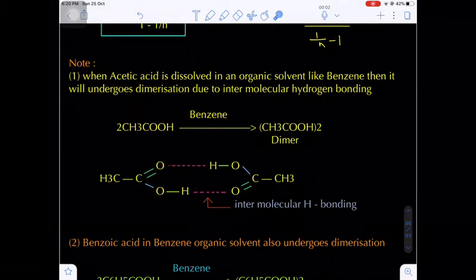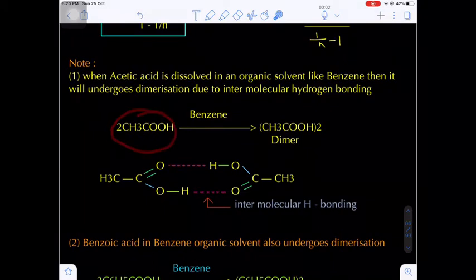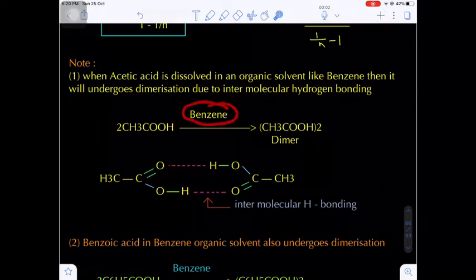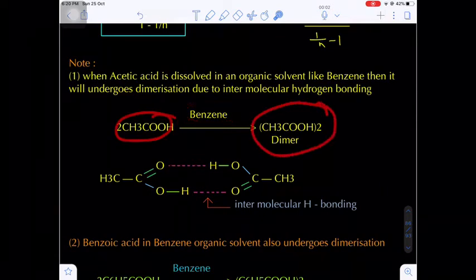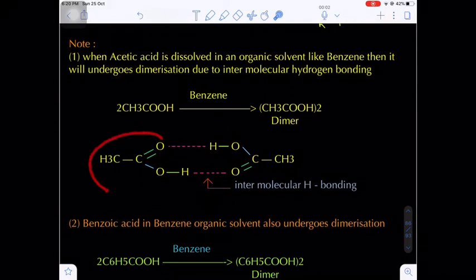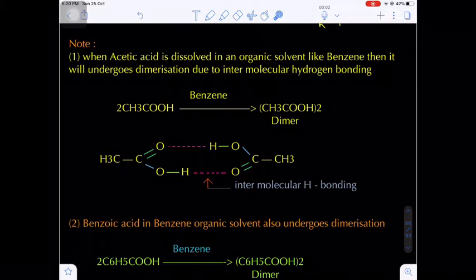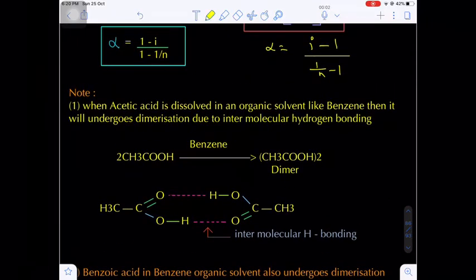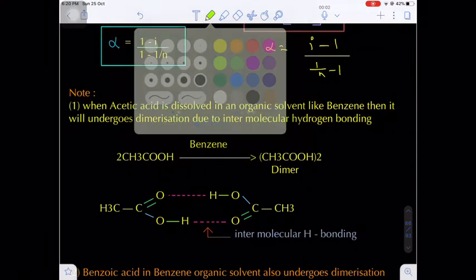Okay. Now the best example for the association, you take the acetic acid. When the solvent is benzene, that is the organic solvent, the acetic acid molecule undergoes dimerization via intermolecular hydrogen bonding. We know acetic acid exists in the dimeric form in the solvent benzene. Remember, if the solvent changes, this is a very important point.